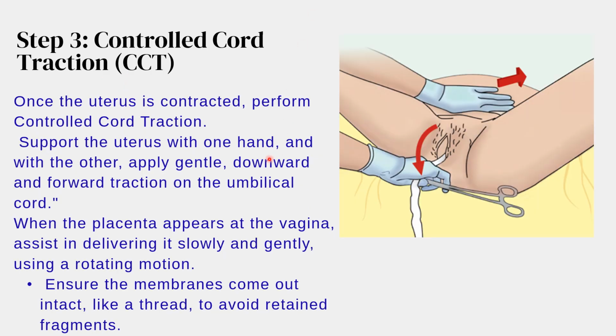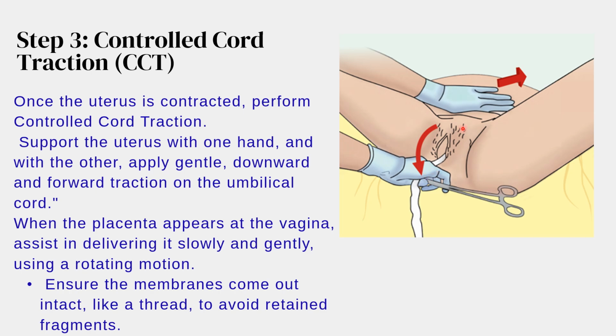So step 3 is controlled cord traction. Okay, for controlled cord traction, your non-dominant hand should be placed on the symphysis pubis and should hold or support the uterus, and then your dominant hand should hold the cord and the forceps. Both your hands should be moving in opposite directions to each other.